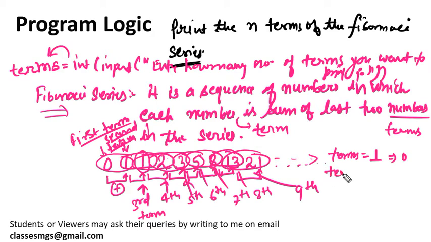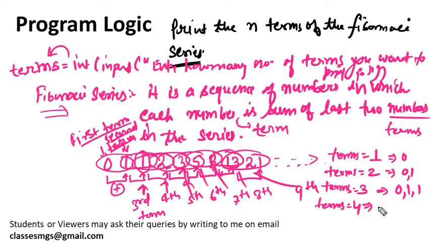If the terms value the user enters is 2, then you will print 0 1. These are the two values that are fixed. If the user enters a terms value of 3, then you will print 0 1 1. If the terms value is 4, then you are supposed to print 0 1 1 2.